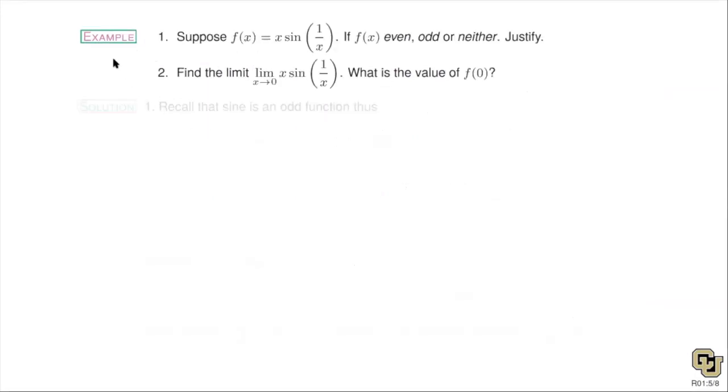So here I'm going to do a squeeze theorem problem. On this slide, there are two questions. The first question asks, is the given function, x times sine of 1 over x, even, odd, or neither? And then the second question says, find the limit as x approaches 0 of x times sine of 1 over x. And then they ask, what's the value of f of 0? So for the first part, we want to use the definition.